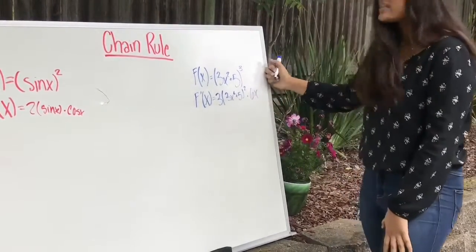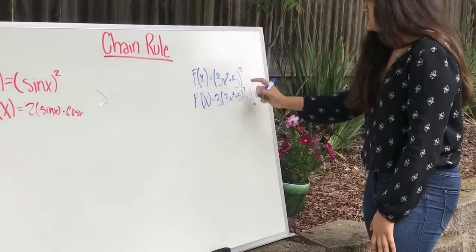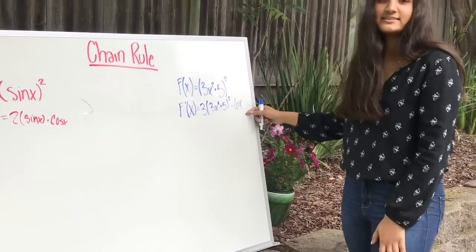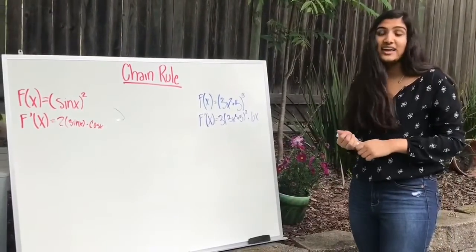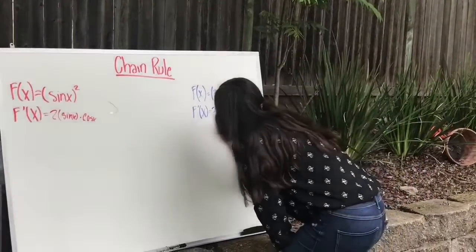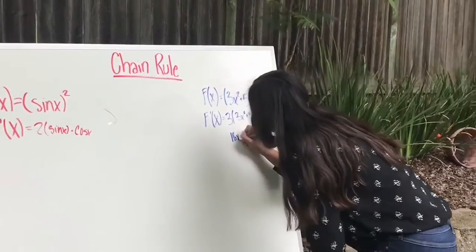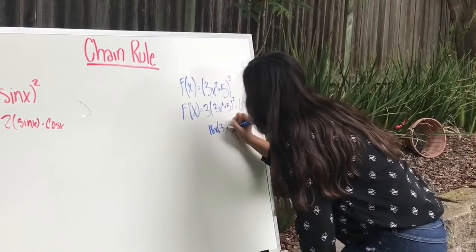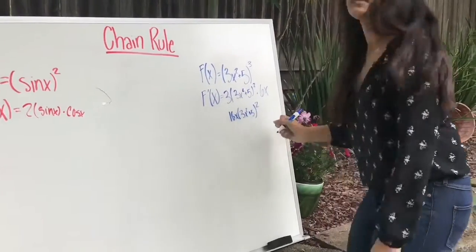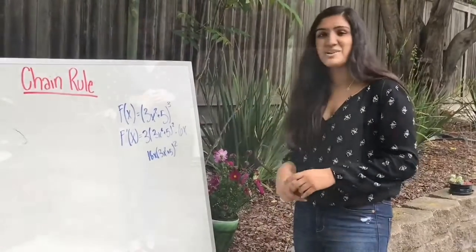So you end up with f prime of x equals 3 times 3x squared plus 5 raised to the 2nd power times 6x. Okay, and the cool thing about that is that you can actually simplify this function. So it would be 18x times the function 3x squared plus 5 raised to the 2nd power. And there you have it, that's the chain rule.